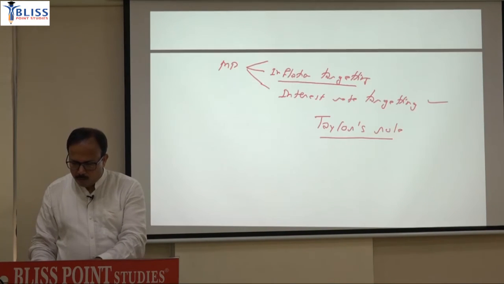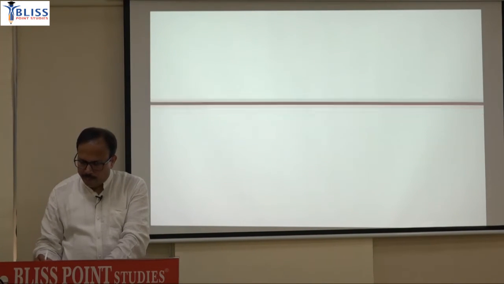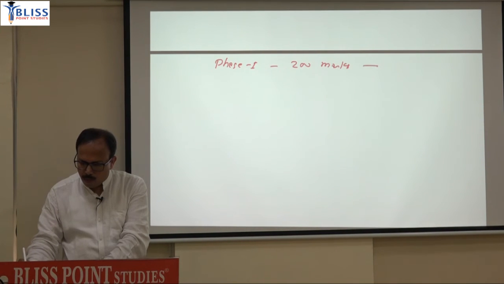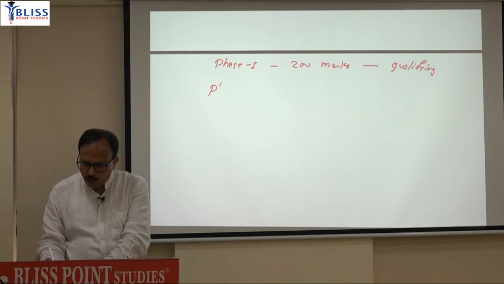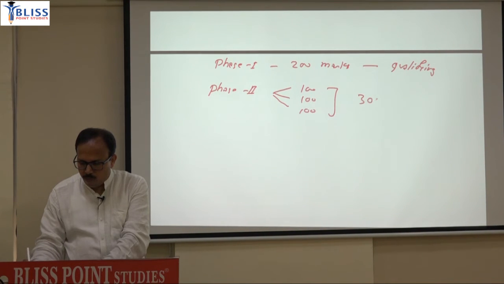So phase one is clear. Phase two has 3 different papers. If I write the format here, phase one is 200 marks, which is qualifying. Phase two has 3 papers: Economic and Social Issues, Language, and Finance and Management, 100 each, 300 marks.